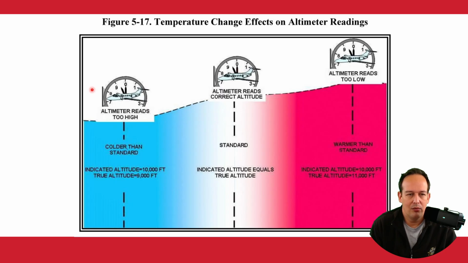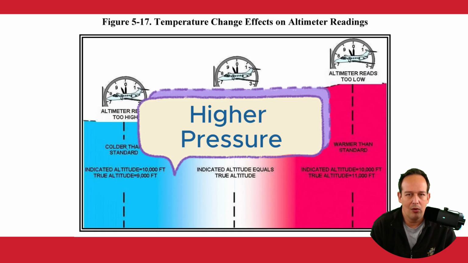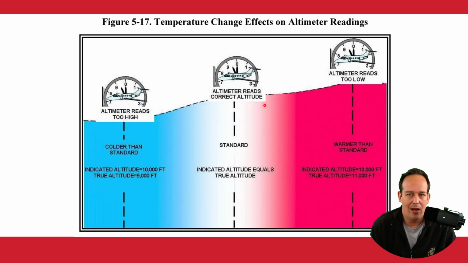Well, the same is true in reverse. If you're at a colder temperature, which means that you're also going to be at a higher pressure, when you start going into warmer air, the altimeter thinks it's lower pressure, and so it's going to start showing you lower altitudes, and therefore you're going to climb up in altitude.